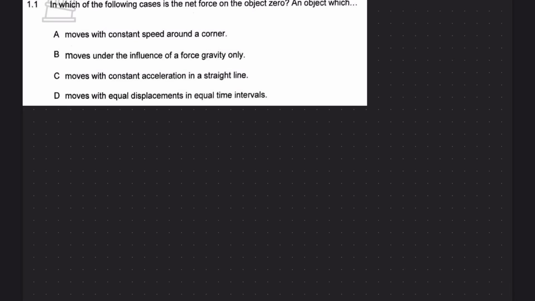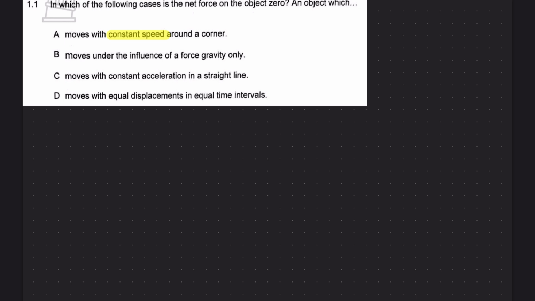Let's take a look at the multiple choice questions from the 2024 March exam. Question 1.1 reads, in which of the following cases is the net force on the object 0? A, an object which moves with a constant speed around a corner. So, constant speed. Okay, let's read the rest.